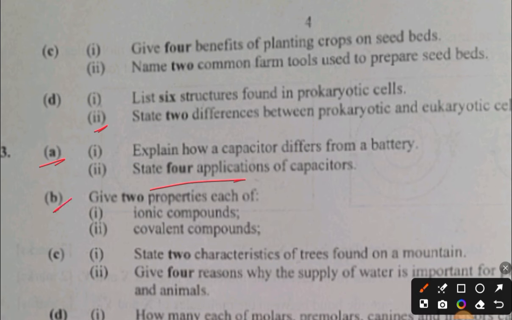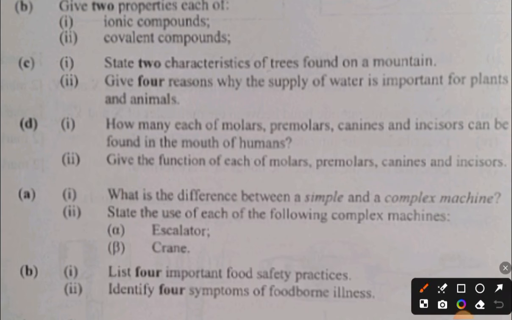Next question. Give 2 properties of ionic compounds. Okay, so ionic compounds, they have a high melting point and high boiling point, and also most of these ionic compounds are soluble in water. When it comes to covalent compounds, they generally have low melting and low boiling points, and their aqueous forms do not conduct electricity.